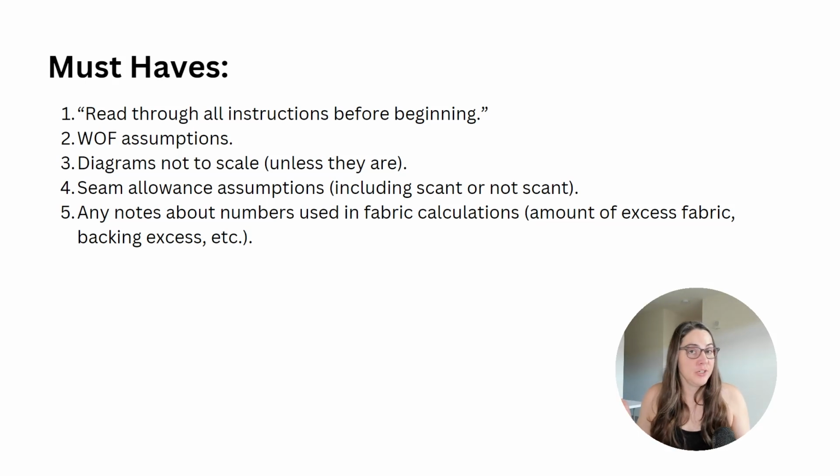Seam allowance assumptions are another really important one. Primarily, this is whether or not you need a scant 1/4 inch or just a regular 1/4 inch seam. There's not really a difference in quilting. That's a discussion for another time, but making sure that you state that it is a 1/4 inch seam allowance that's included in all of these pieces. And then if you're sewing really skinny stuff or really precise stuff, you also need to state that it's important to have a scant 1/4 inch seam.